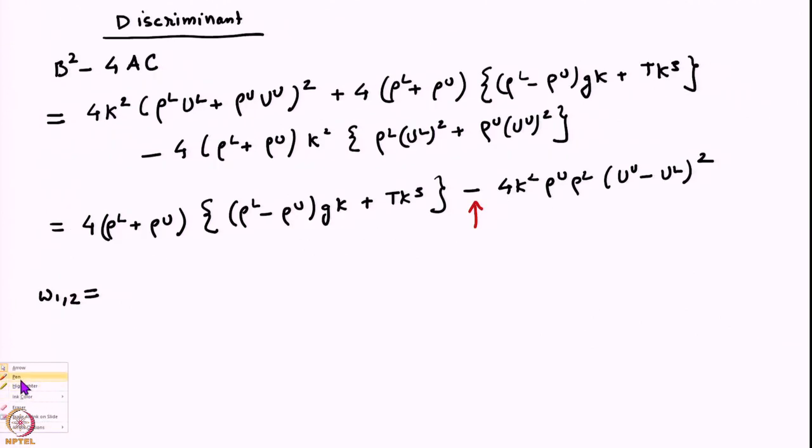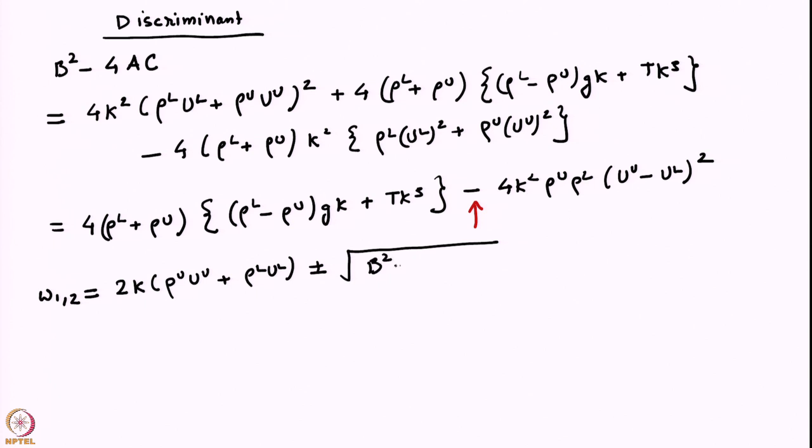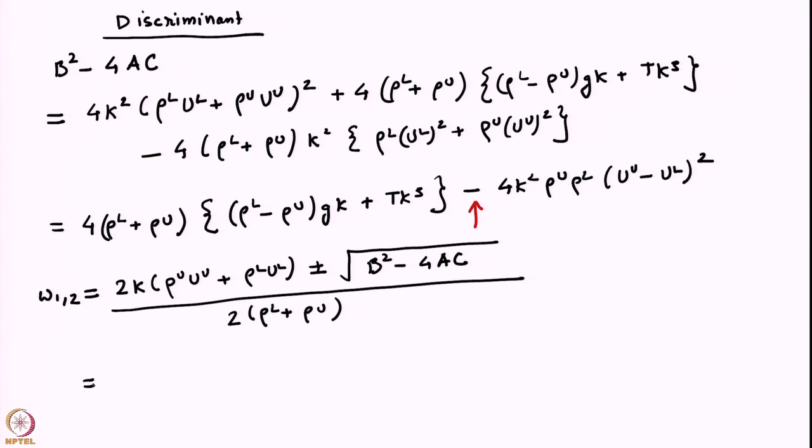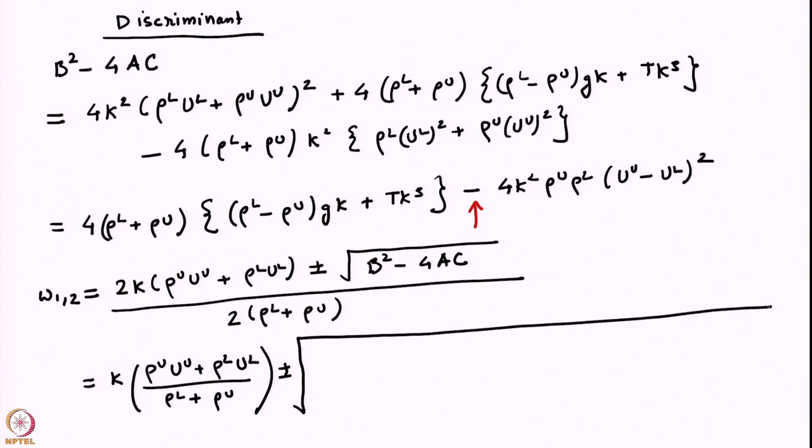So omega 1, 2 is minus b plus minus square root of b square minus 4ac, which I have already written above, divided by twice (rho l plus rho u). And if you simplify this, it basically becomes k times (rho u u u plus rho l u l) divided by (rho l plus rho u), plus minus, if I substitute the formula for b square minus 4ac inside and do some simplifications, then I obtain (rho l minus rho u) divided by (rho l plus rho u).